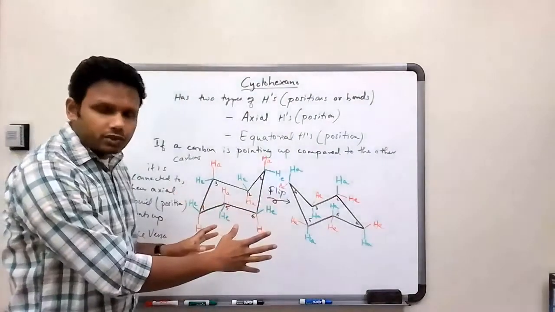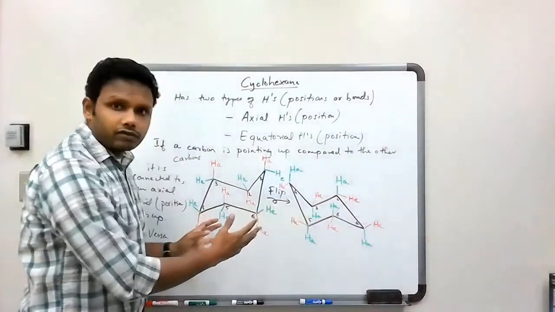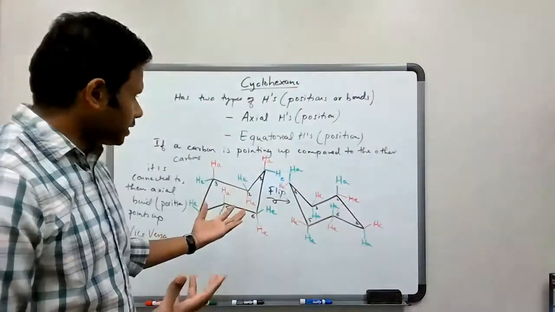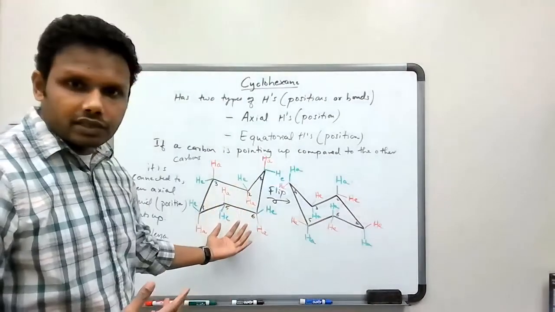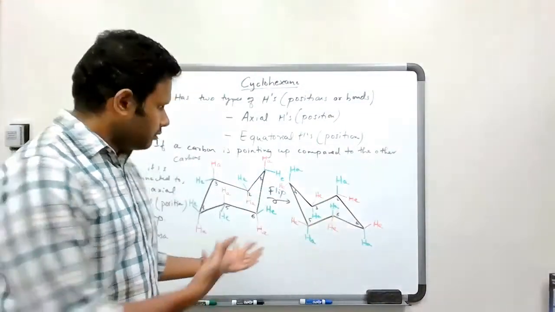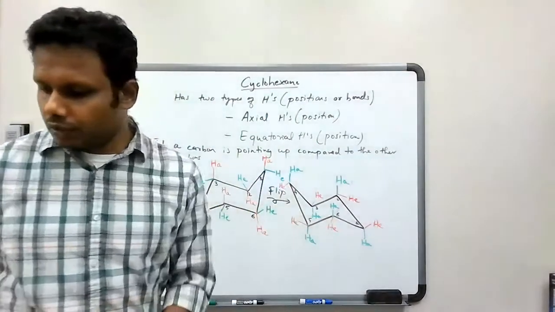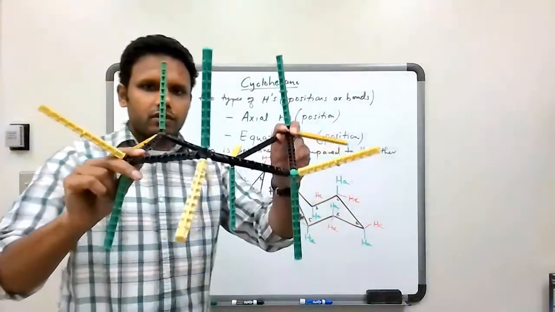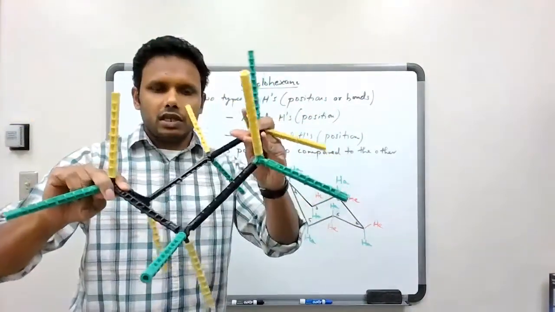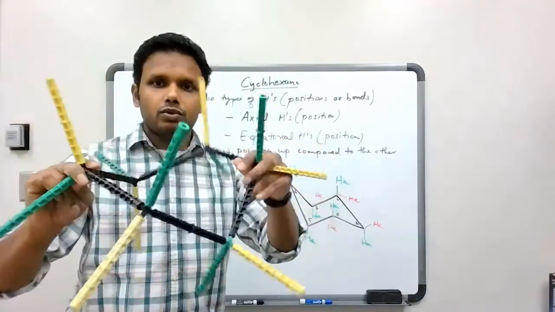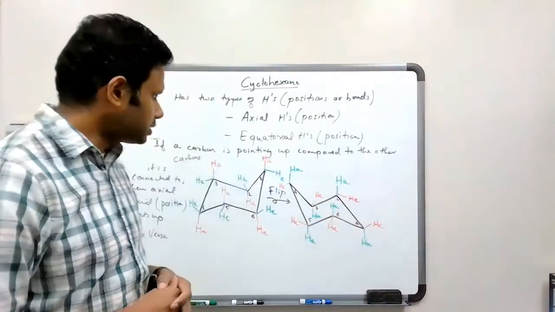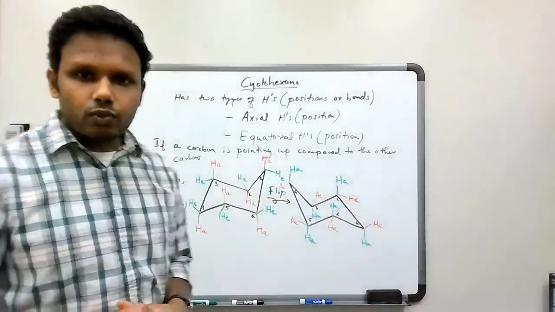When there are no substituents, these two chair conformations have equal stability. That means the cyclohexane spends 50% of its time in this conformation and 50% of its time in the other conformation, because there are no differences between the two conformations. So the cyclohexane keeps going back and forth between these conformations. And as it is doing that, it is going through the boat and the twist boat and half chair, all of those conformations in between. Okay, so that is what happens.